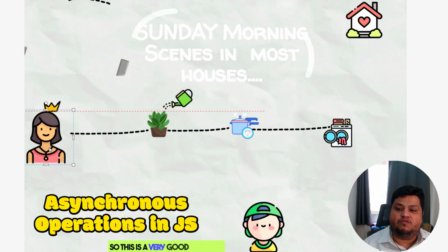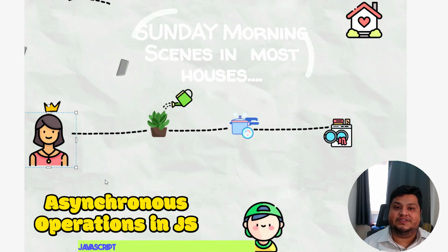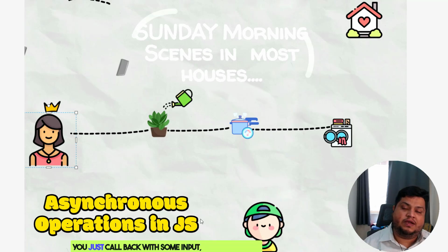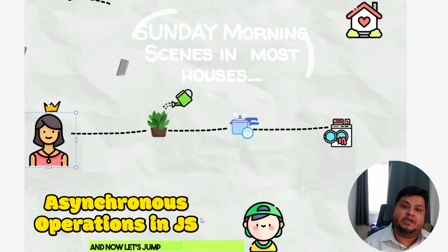So this is a very good analogy for understanding the asynchronous part in JavaScript, where your mother is like a JavaScript thread and you are a callback function. You just call back with some input, based upon some event, and that's how it proceeds. I hope this has made the understanding clear. And now let's jump into a simple example to try to understand that.